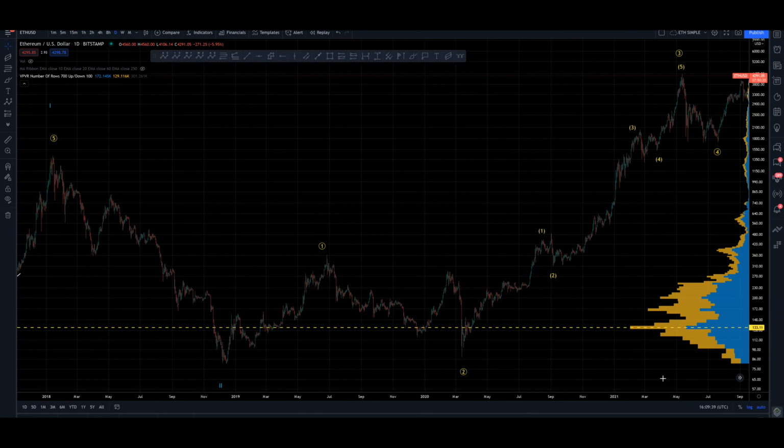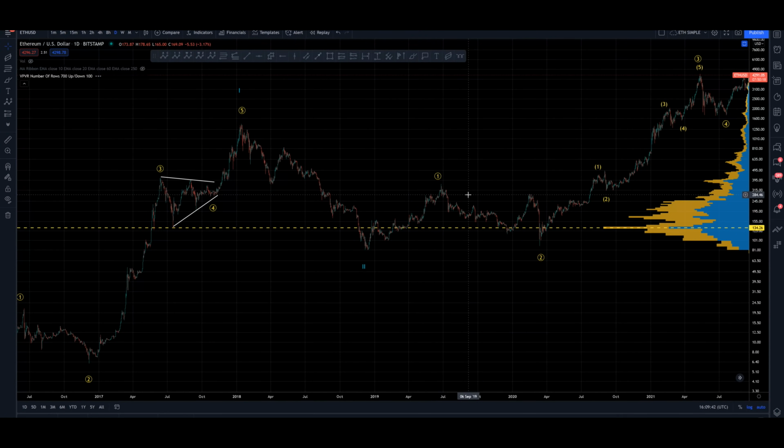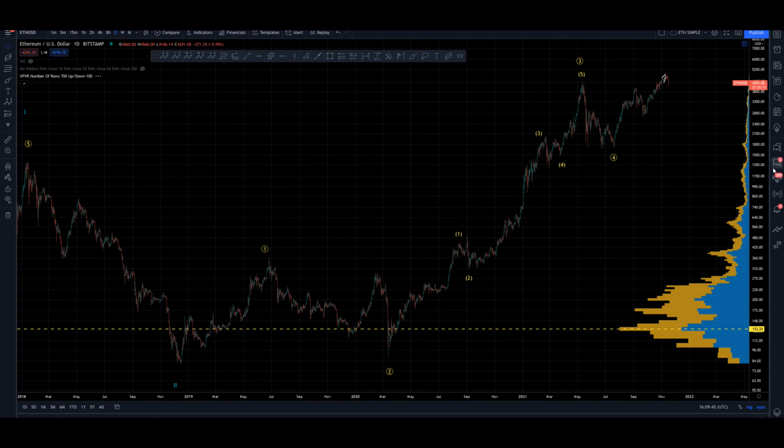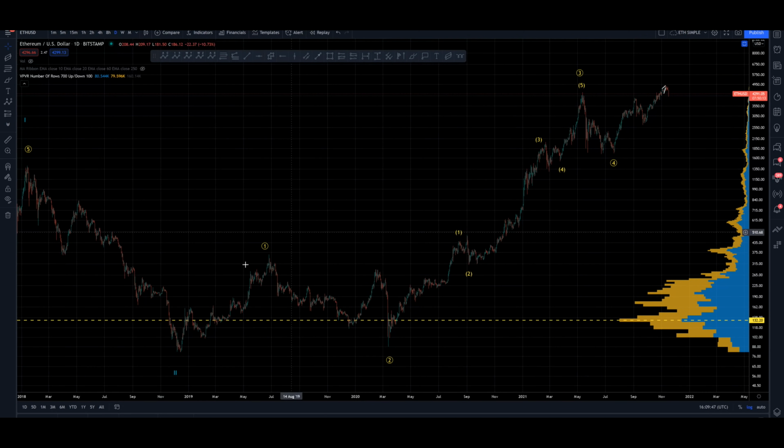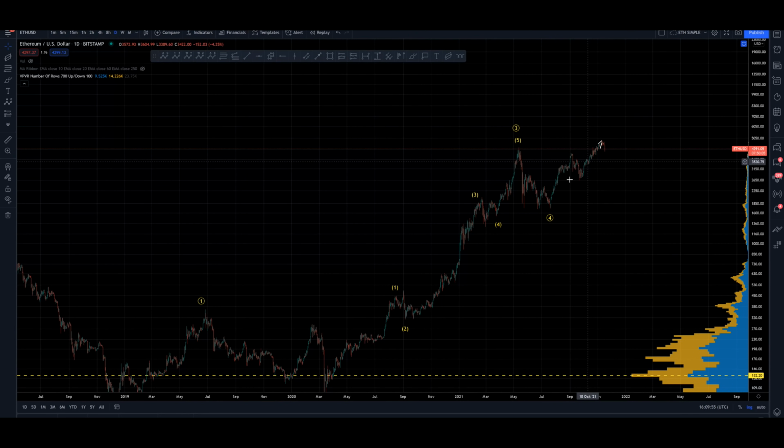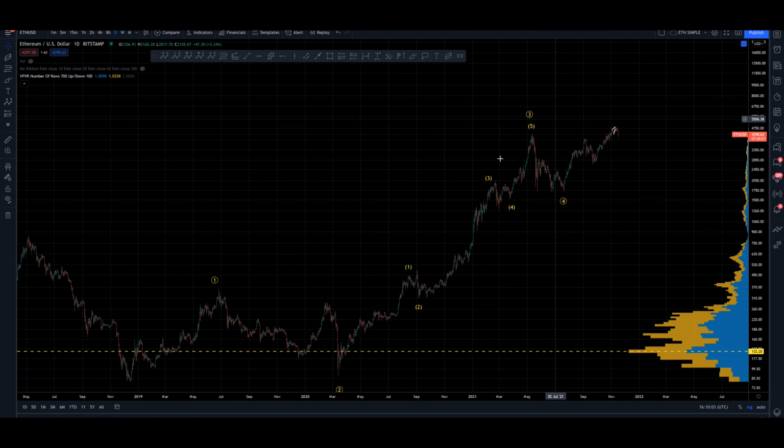Okay, so just a quick recap. I believe, and we will look at an alternative, for the moment I'm still going with the idea that we've completed 1, 2 at primary degree, we've completed 3 and 4 at primary degree, and we're in primary 5 having completed an intermediate 1, and now what I think is likely a minor 1. Now I have to admit that the alternate count I'm looking at is starting to take precedence in my mind, not necessarily as more likely the case, but I'm starting to consider it more and more, and it may well become the primary count as price develops.